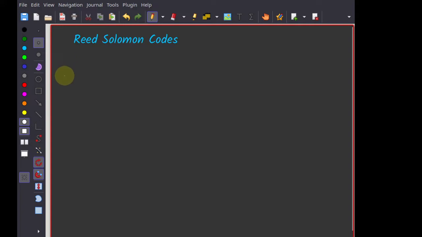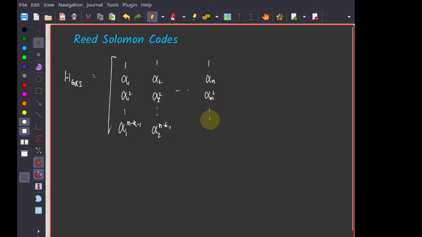So the Reed-Solomon codes are those codes with the parity check matrix. This is the so-called generalized Reed-Solomon codes. These have a parity check matrix of the form: rows 1, alpha 1, alpha 1 squared, up to alpha 1 power n minus k minus 1; 1, alpha 2, alpha 2 squared, up to alpha 2 power n minus k minus 1; and so on up to 1, alpha n, alpha n squared, up to alpha n raised to n minus k minus 1, times another matrix.